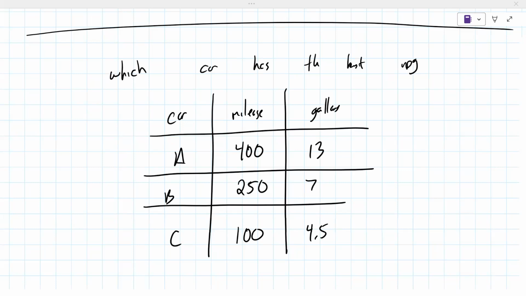Car B. Okay. All right. And by the way, what was its MPG? What did you get for that? I got that it was 36 miles per gallon.